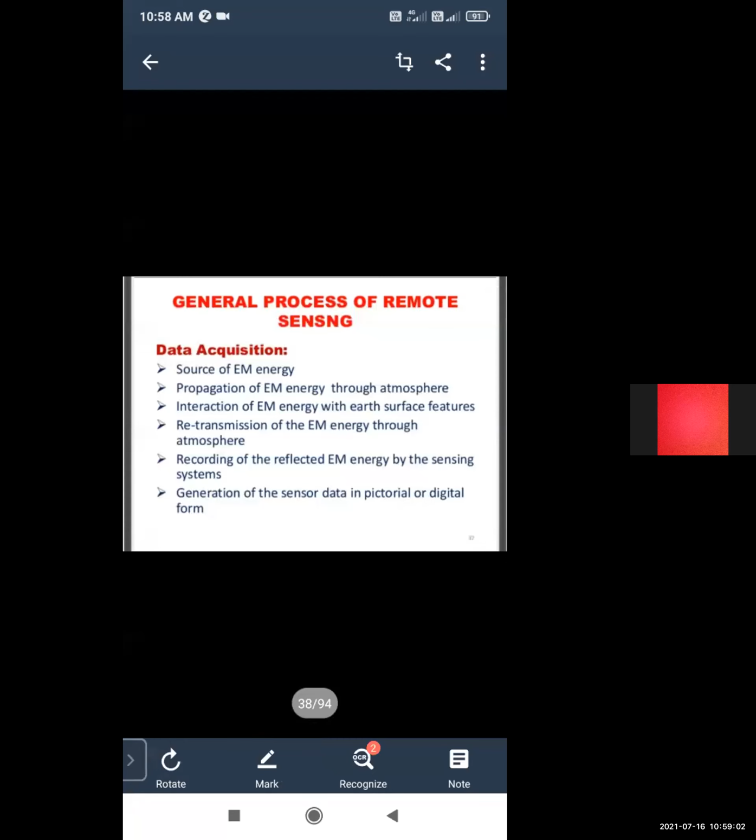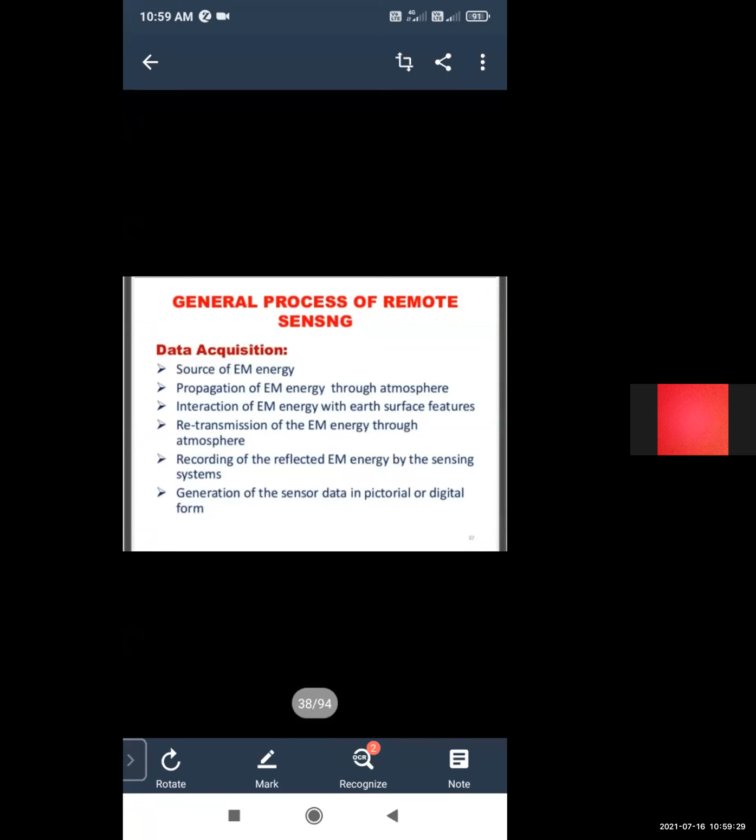Okay, so this portion is almost completed. General process of remote sensing. So what is the process of remote sensing for data acquiring? First step is the source of electromagnetic energy should be available. For passive, it's the sun, and for active, it's an electromagnetic energy source.